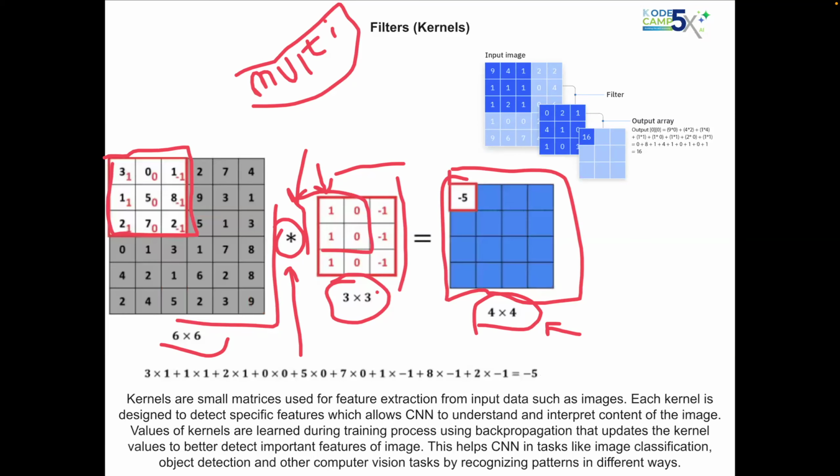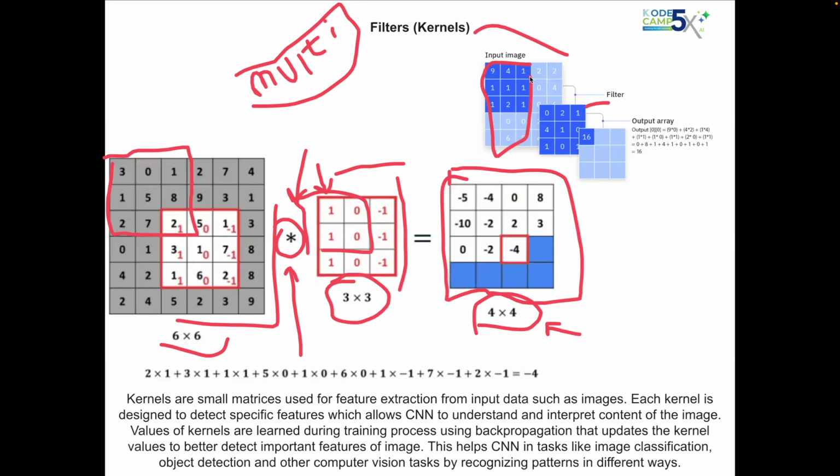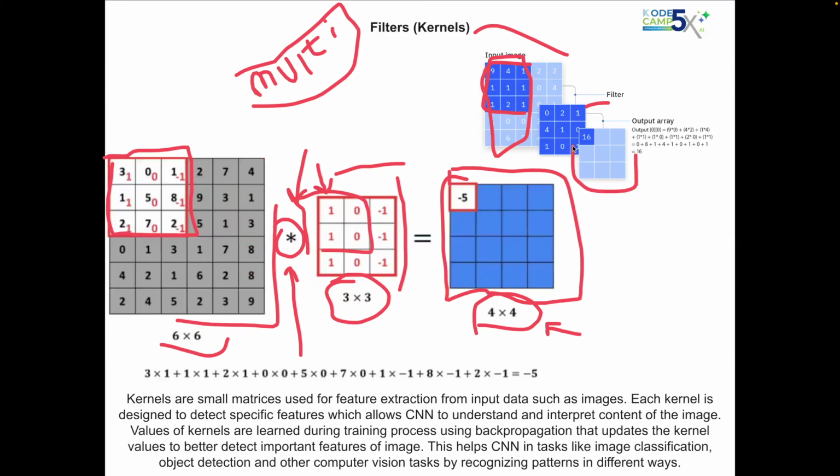So this is what we call filters or kernels in computer vision. These are things you need to understand first. This is our image. We have our filter. We apply our filter on our input image, and we get our output, a different image, but with a different dimension. All right.